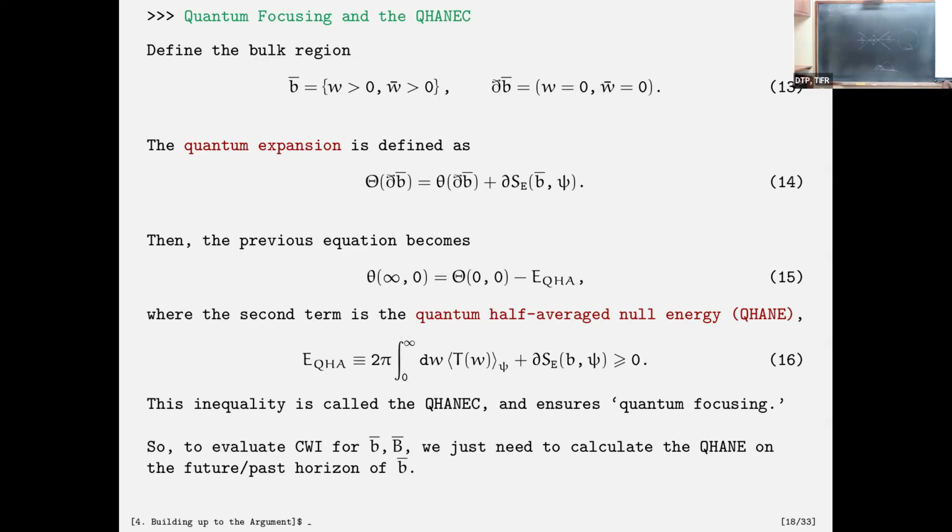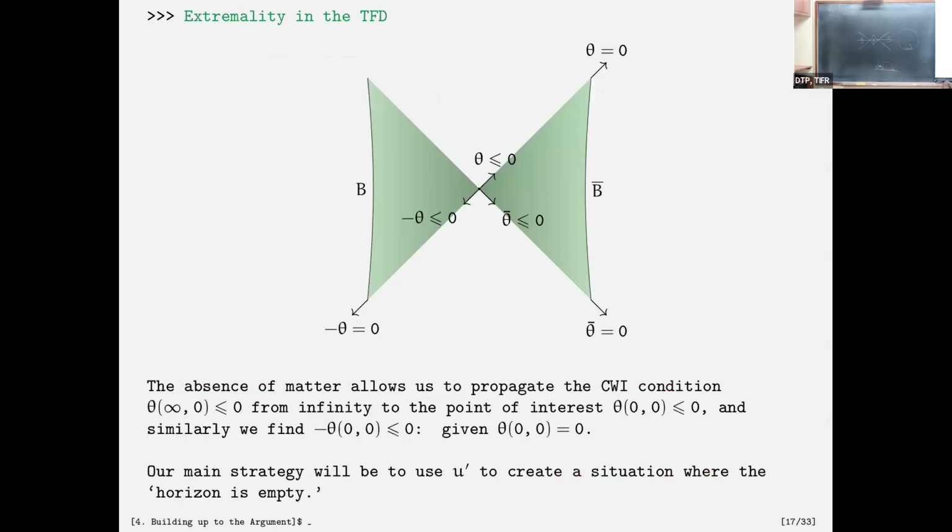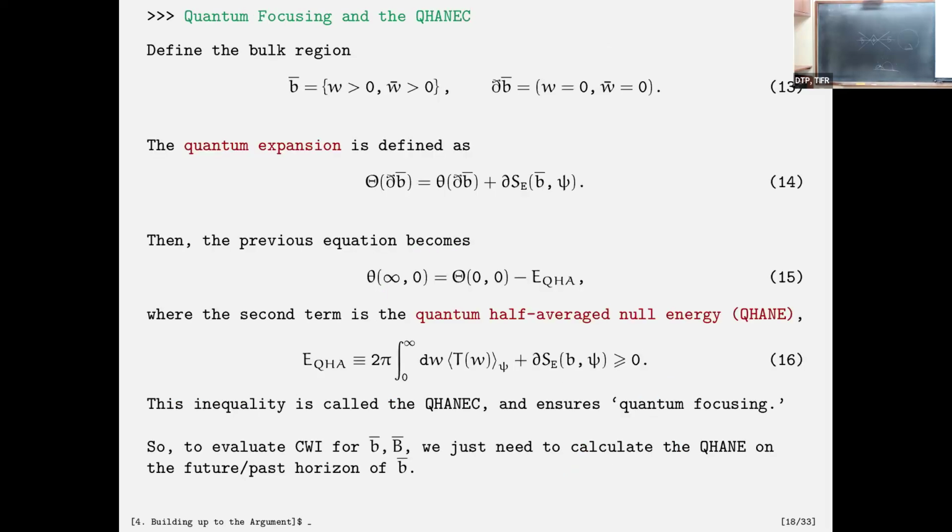So to calculate, if I give you a bulk region little b bar. Let me just make sure I understand. So you add to the area, or the dilaton rather, you add the entanglement entropy. Yeah. And then you define the expansion, which is just a derivative along the null direction, right? Okay, got it. So that's theta. Yeah. And then what did you do? You follow whether theta is increasing or not. Yeah, basically.